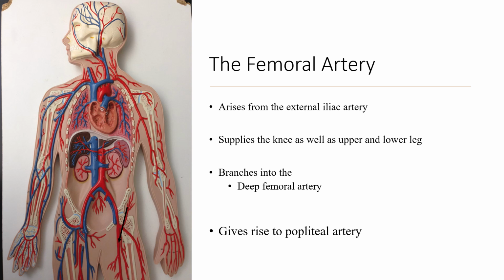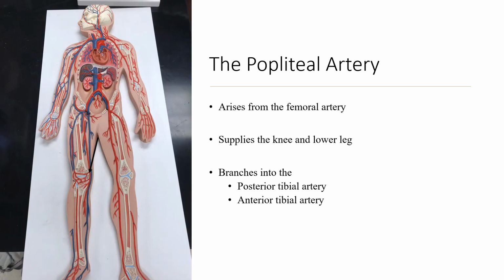So it branches, for instance, into the deep femoral artery, which is going to supply your upper hind limb, but it also gives rise to the popliteal artery. And the popliteal artery, once again, arises from the femoral artery. It is the popliteal artery that supplies the knee and your lower leg, because it branches into the posterior tibial artery and the anterior tibial artery.